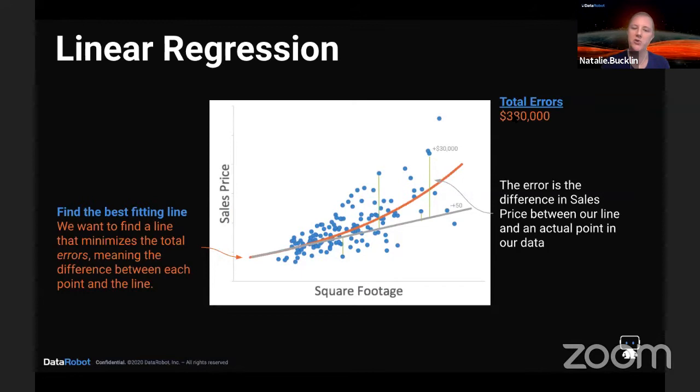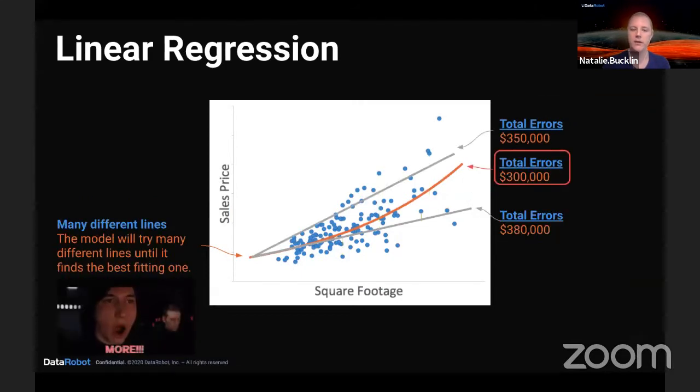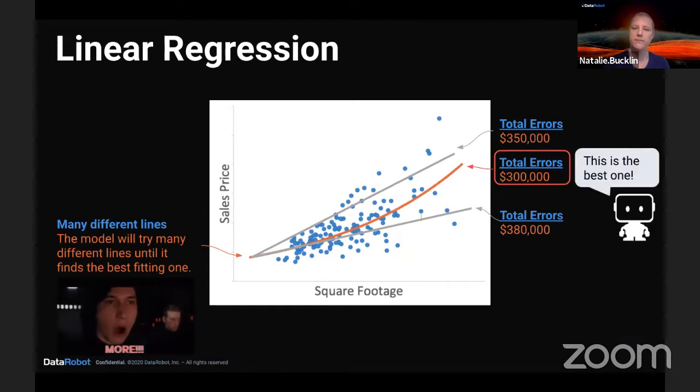And what we're trying to do is find the line that has the smallest total error. The model will try many different lines. The more lines we try, the better. In this example, this orange line was the first line we tried, and it had a total error of $300,000. That was the smallest total error, so that means this is the line that fits our data the best. So that's an example of how we can use linear regression to predict a continuous number.